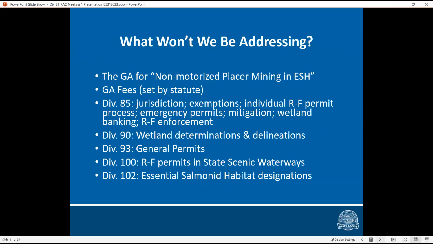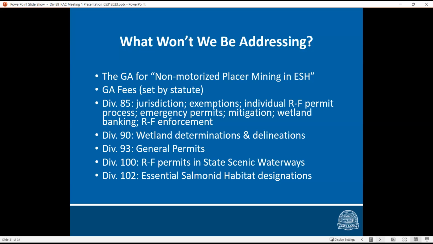We are not going to make any edits to the non-motorized placer mining in ESH general authorization. The reason why we're not tackling that is there is a very specific statute, Senate Bill 3 from 2017, that really drives this general authorization and what's behind it. Our customers for this GA are a very, very small and very, very focused group. So should we ever do rulemaking for that GA, we'd have a very different Rules Advisory Committee makeup to do that. So we're going to take that one off the table for now.